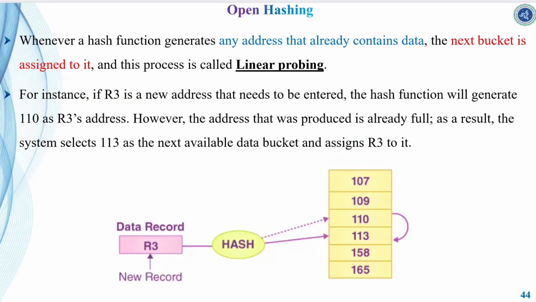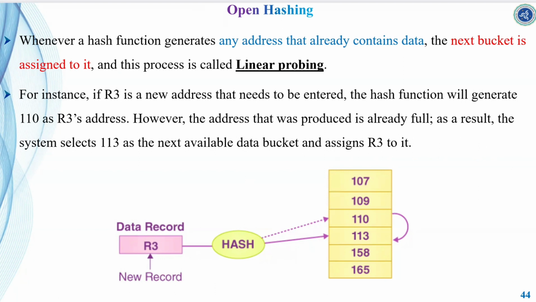In detail, whenever a hash function generates an address that already contains data, then the next bucket will be assigned to it. And this process is called linear probing or open hashing. So here we have a data record, and we are using a hash function. For example, we have a record R3, and we need to calculate the new address where this record has to be kept. The same hash function will be used to generate the address for R3.